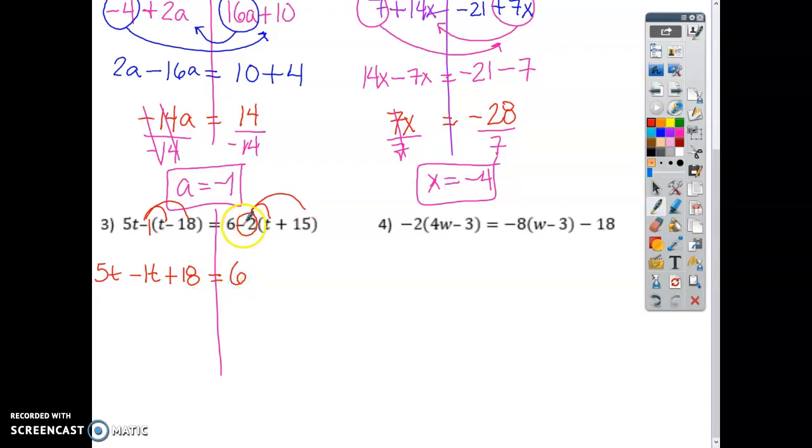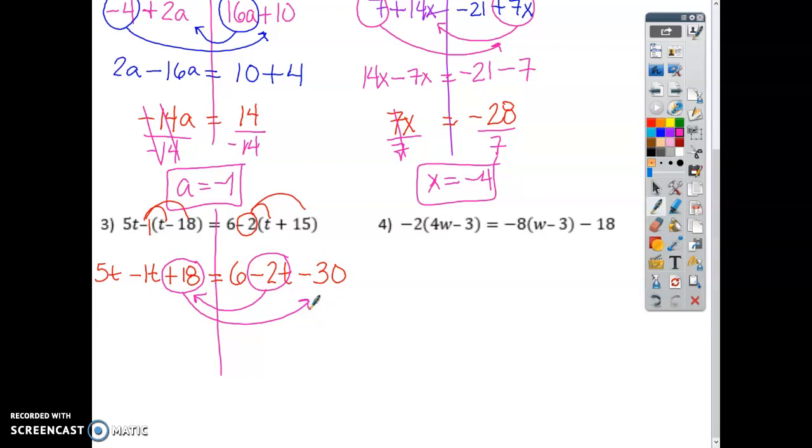Then you distribute. Negative 2 times t is negative 2t. Negative 2 times 15 is negative 30. Separate the variables and the constants. I want the variables on the left. Why? Because I already have 2 of them here. So let's move this one over there and make it a positive. I have 2 constants on the right side, so let's move the 18 over here and make it a minus.